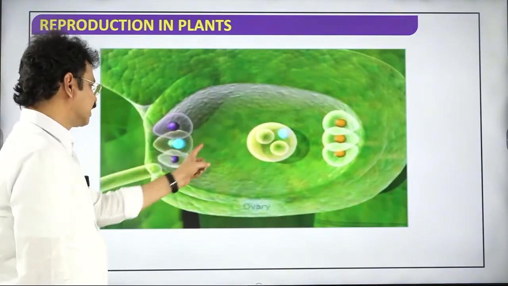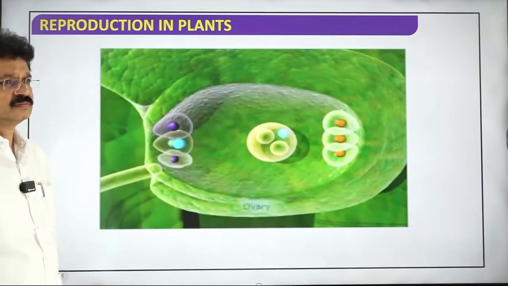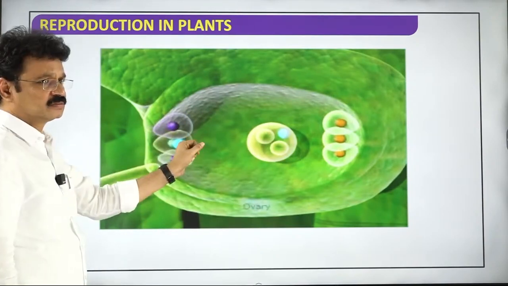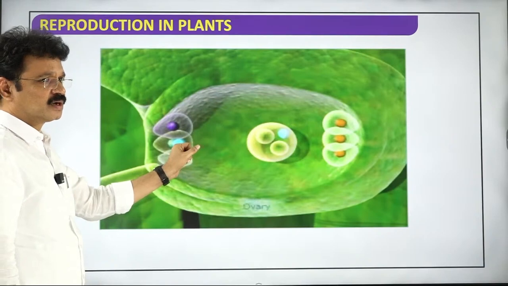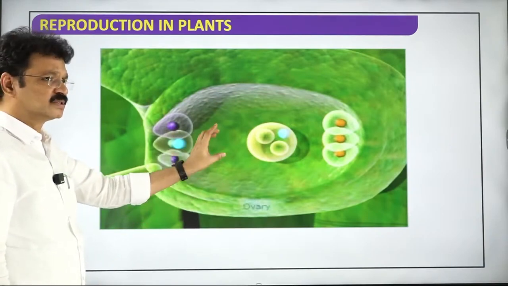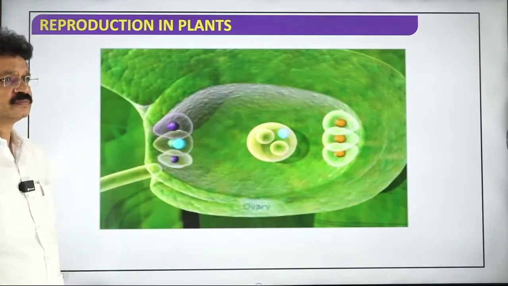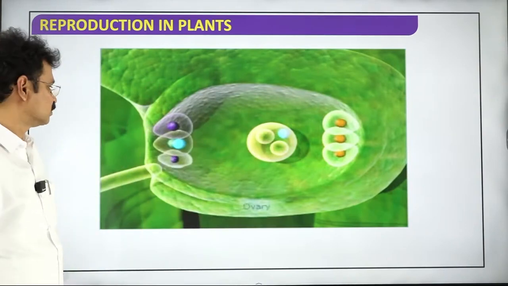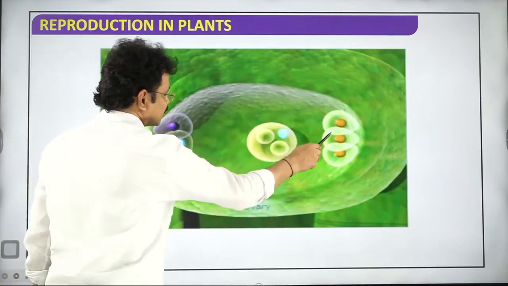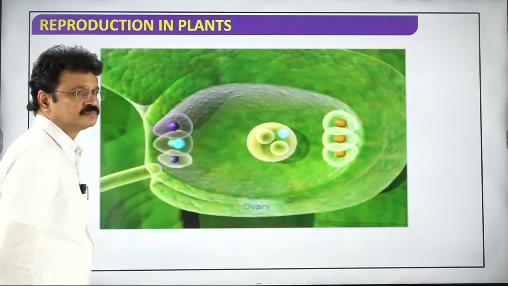Now, observe this diagram here: total number of cells in this embryo sac? Total number of cells, not nuclei, is 7. Total number of nuclei: cell number 7, nucleus number 8. 1, 2, 3, 4, 5, 6, 7, 8. Within the single central cell, two nuclei are there.